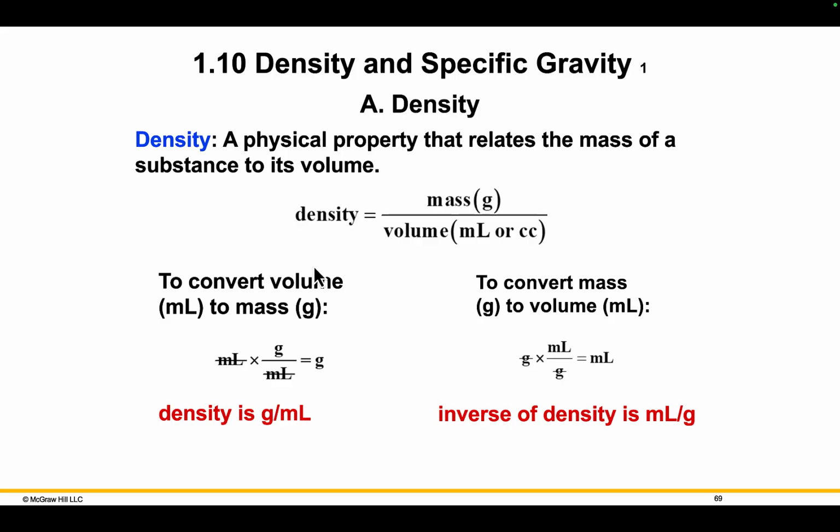All right, so the last topic that I want to talk about is density and specific gravity. Density is a physical property. It's a property of a substance that you don't have to change the chemical makeup to observe. You can define density as mass divided by volume. You can also use it as a conversion factor, which is really nice. Density is grams per milliliter, and you can use the inverse of it as milliliters over grams. You can use that to your advantage as you're going through some conversion type things.